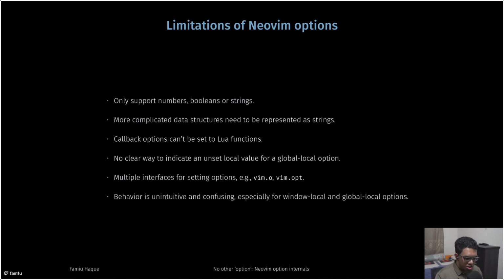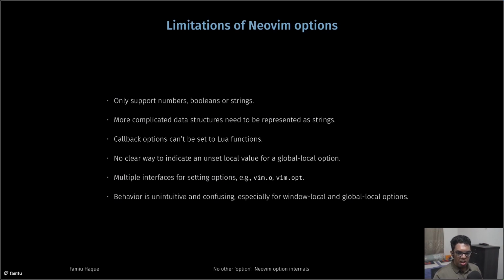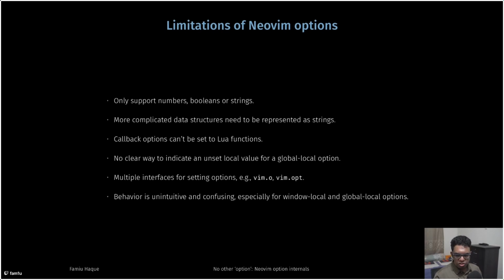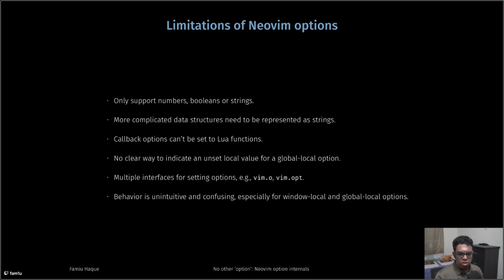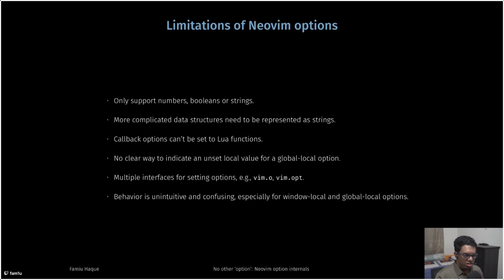So, first limitation, and this is probably the biggest limitation of options, is that they only support three types: numbers, booleans, strings, only those three. So when we need more complicated data structures, what do we do? We only have three types. And surely we can't represent them using numbers or Boolean values. So what we do instead is we represent them using strings. But of course, you can already see how that can be problematic. When you have really complicated data structures, representing them as strings is annoying to say the least.